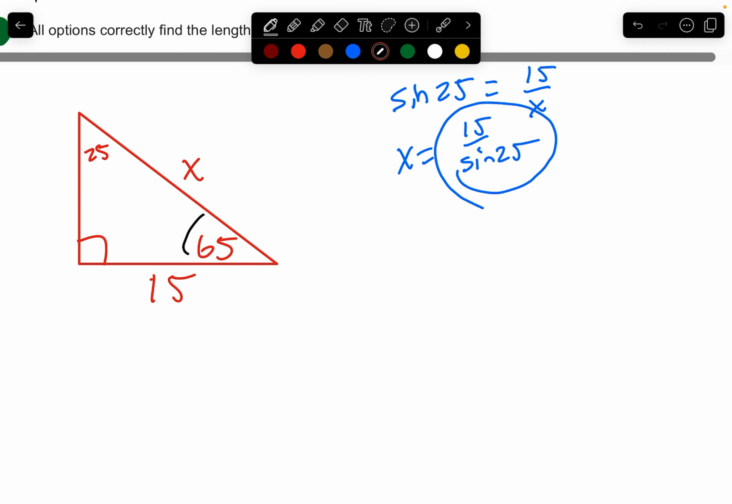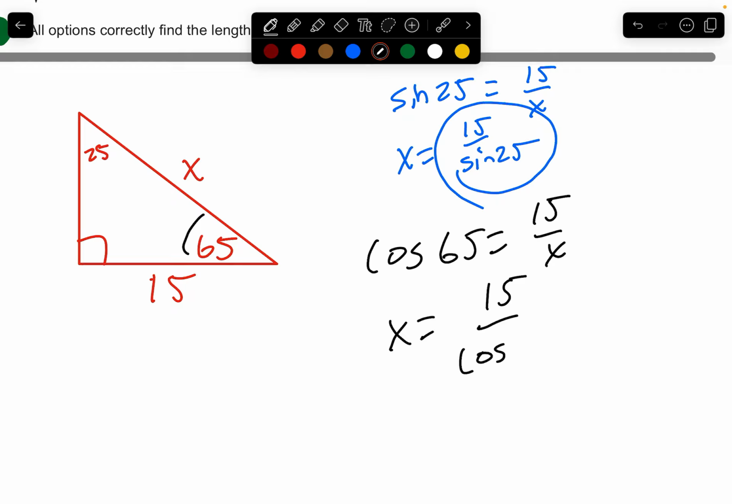Alternatively, focus on the 65. Now we could say the cosine of 65 equals 15 over x. If x is up high, all you got to do is, x is not up high, it's down low. If x is down low, they switch places, you know. You got to get tricky with it. That is a second version of this answer.